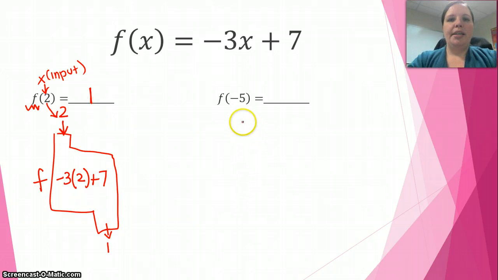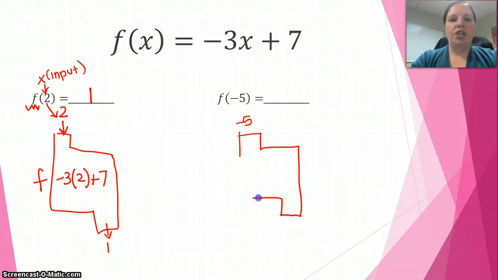We take the same thing and do it with -5. So -5 goes in our machine.